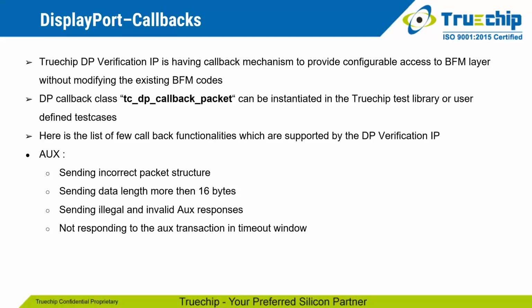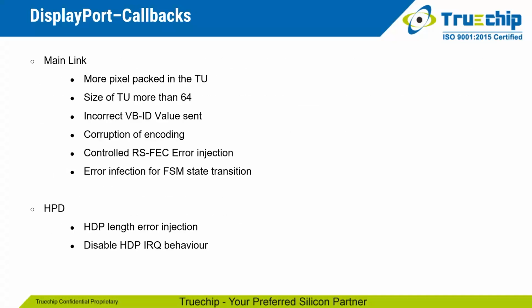Aux: sending incorrect packet structure, sending data length more than 16 bytes, sending illegal and invalid aux response, not responding to aux transaction in timeout method. In the main link: more pixels packed in the TU, size of TU more than 64, incorrect VBID value sent, corrupting of encoding, controlled RSFEC error injection for FSM state transitions, HPD length error injection, disable HPD IRQ behavior.